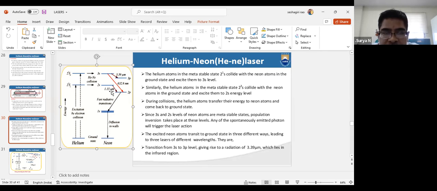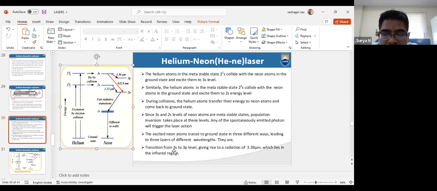Since the 3s and 2s levels of neon atoms are metastable states, population inversion takes place at these levels. Any spontaneously emitted photon will trigger the laser action. So the excited neon atoms transit to the ground state in 3 different ways, leading to 3 lasers at different wavelengths.